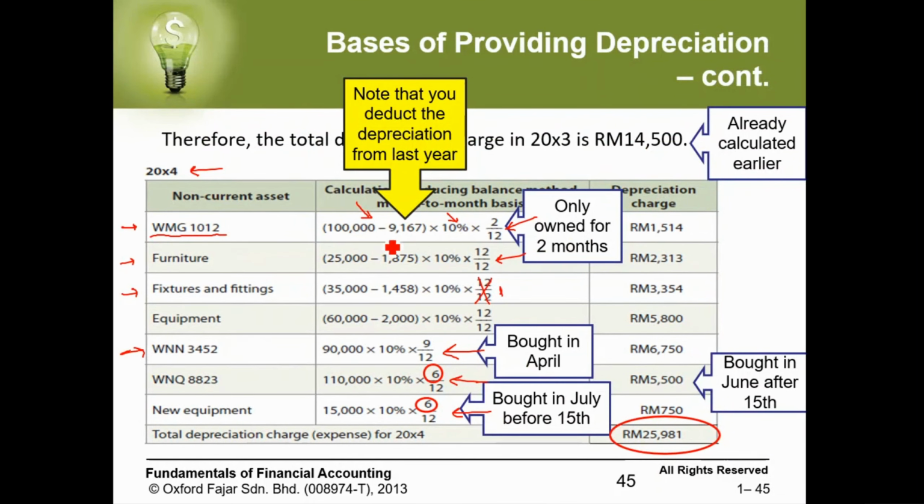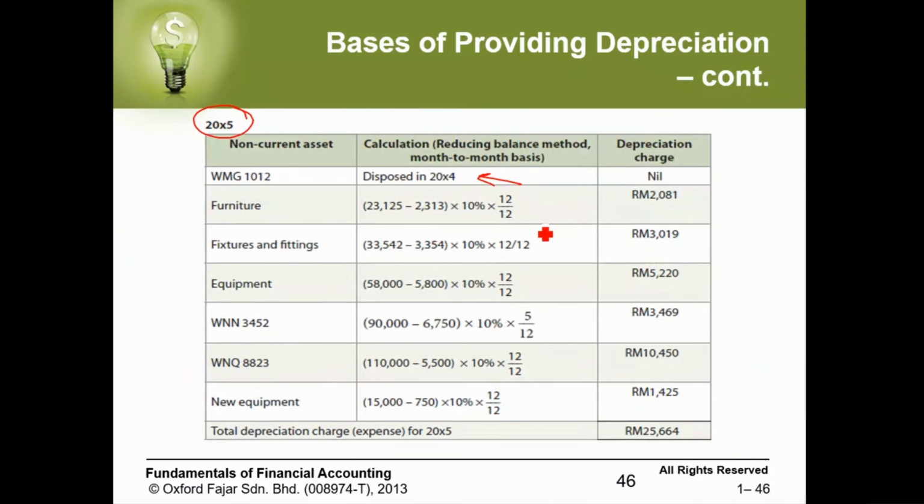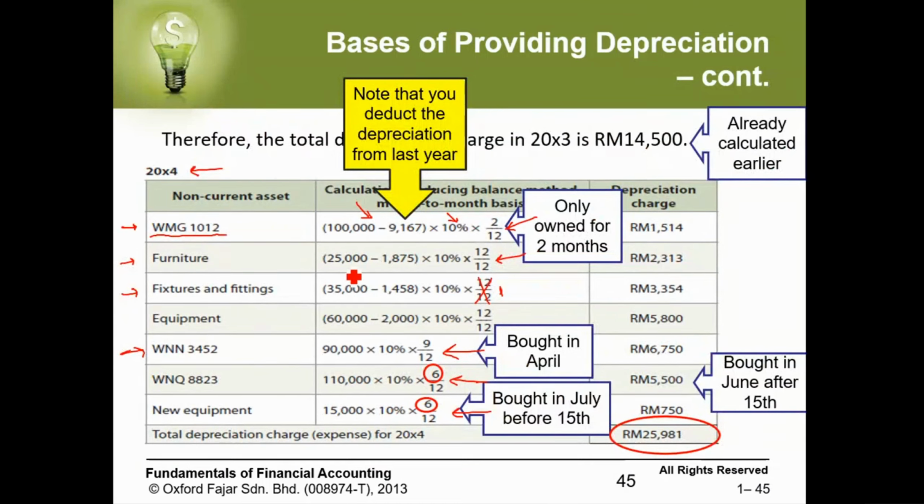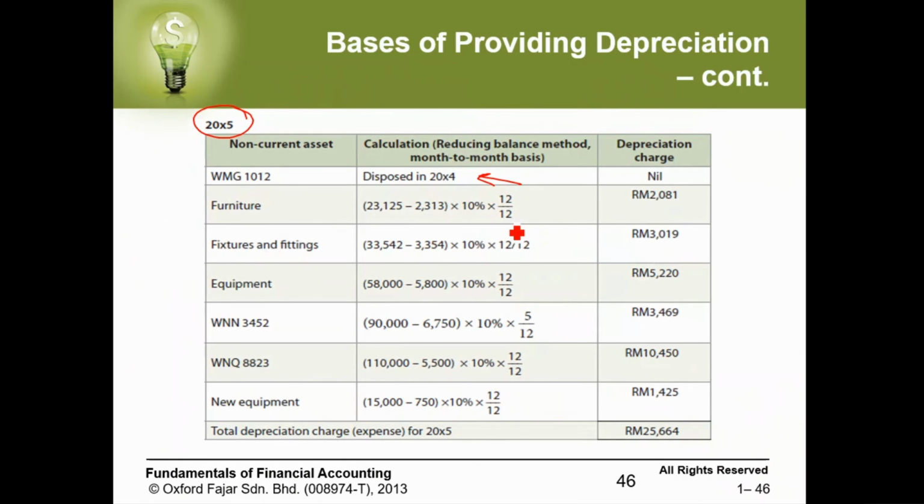the carried value is 23,125, which is 25,000 minus 1,875 minus 2,313, multiplied by 10%. For the furniture also, we're having it for the full year in year 2015 because we didn't sell it. Again, we calculate. The only asset which we have sold in year 2015 was the WNN.